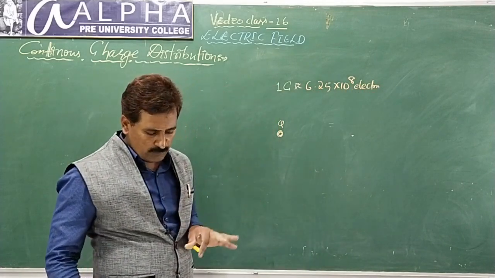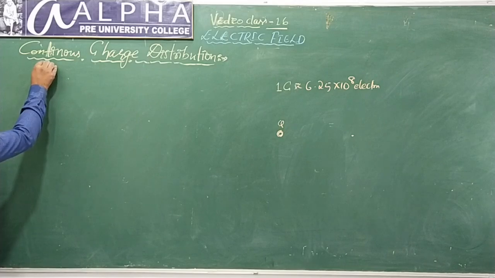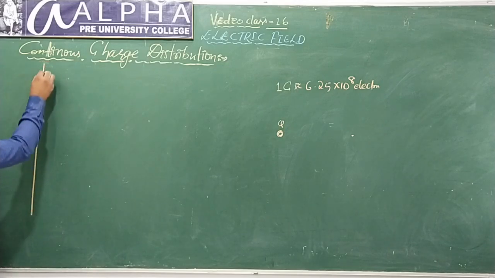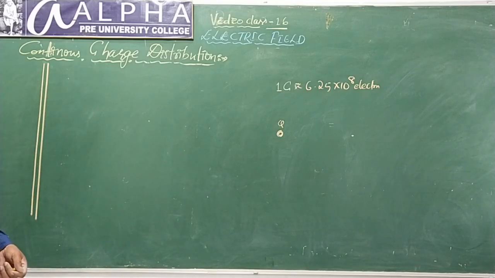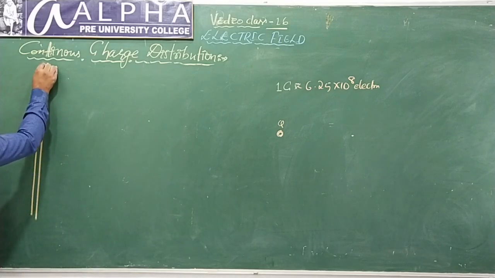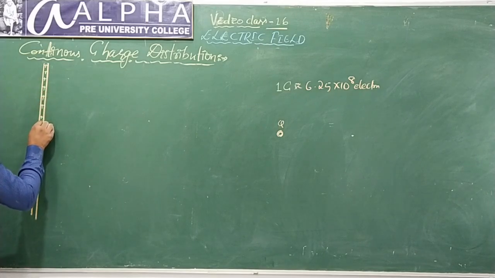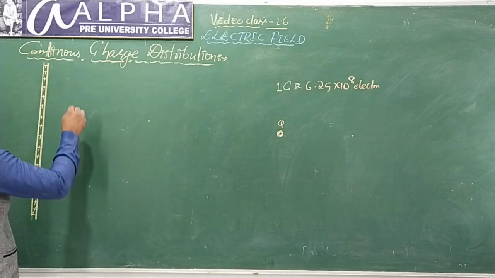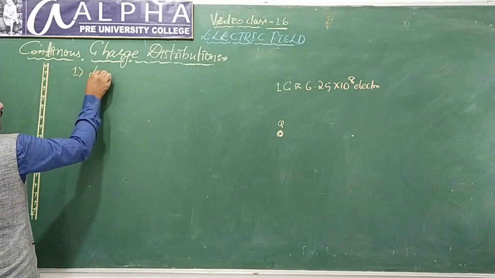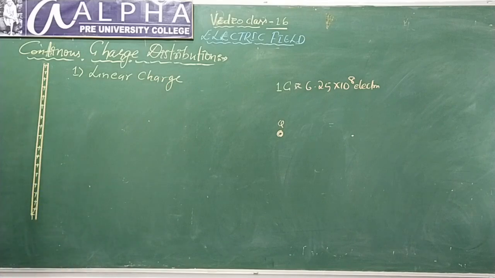When you put 1 Coulomb charge on a body like a wire, a uniform wire with very small, negligible cross-section, the charges distribute themselves, whether positive protons or negative electrons. They distribute themselves all along the length of the wire. So it can be called linear charge distribution. This is linear charge distribution.